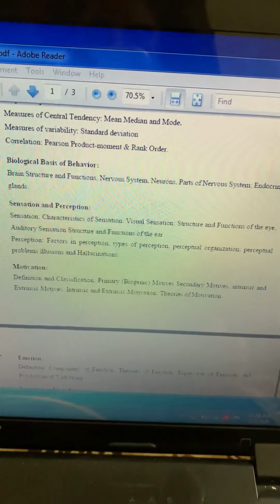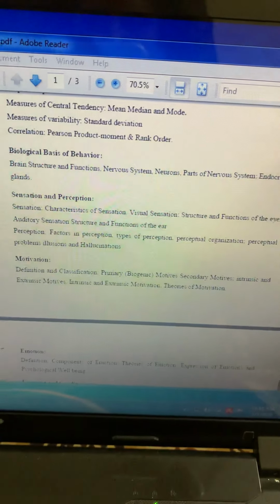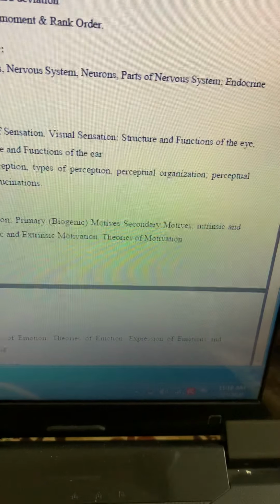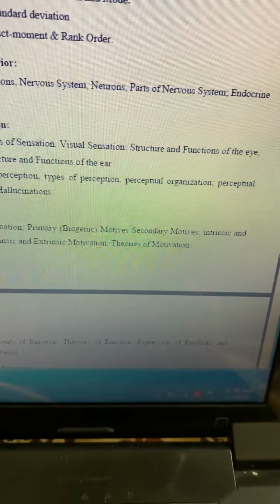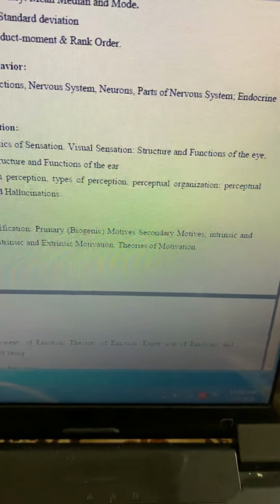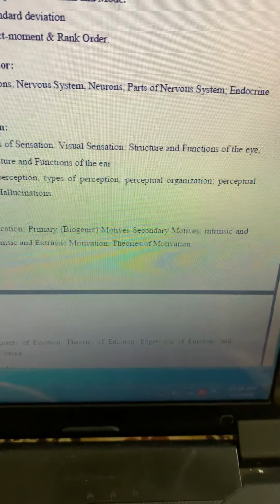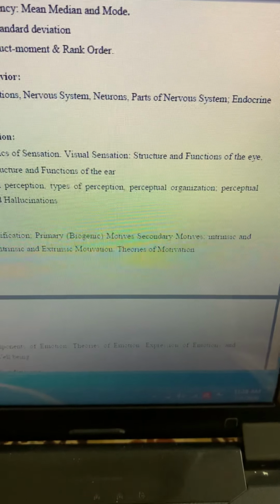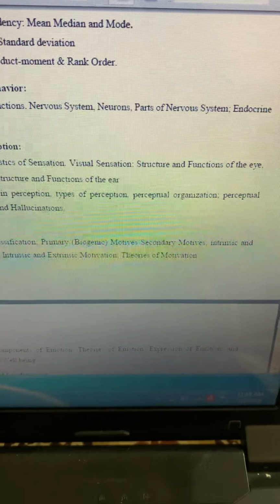Then if we look at what the nervous system is, you can see that the nervous system has two main divisions. One is called the central nervous system, and the other is called the peripheral nervous system. The central nervous system consists of the brain and the spinal cord, whereas the peripheral nervous system is again divided into two subdivisions. One is called the somatic, and the other is called the autonomic.